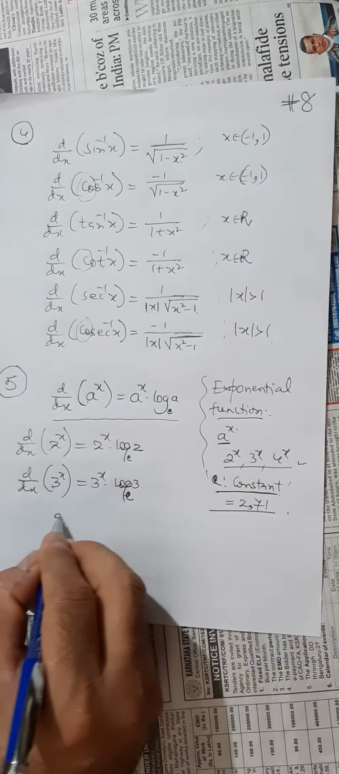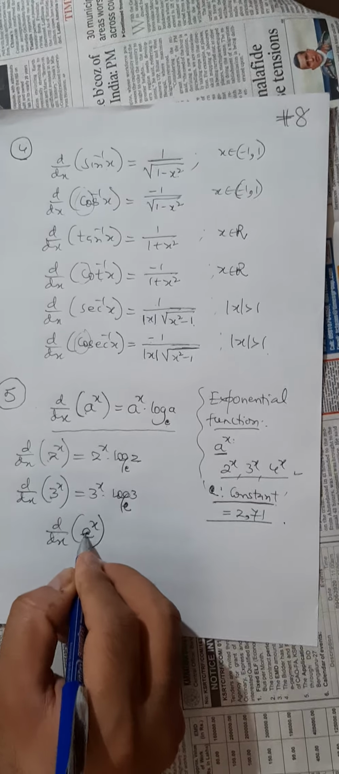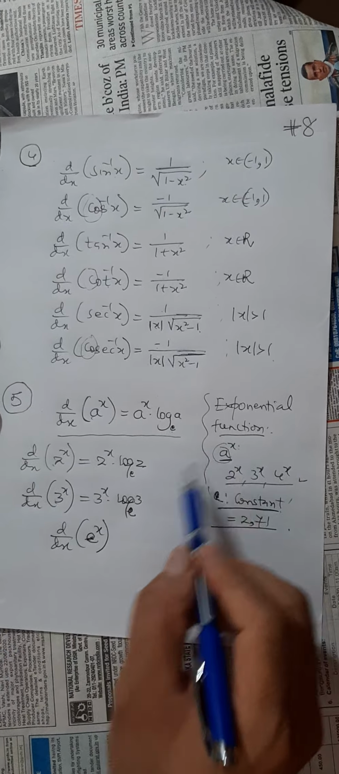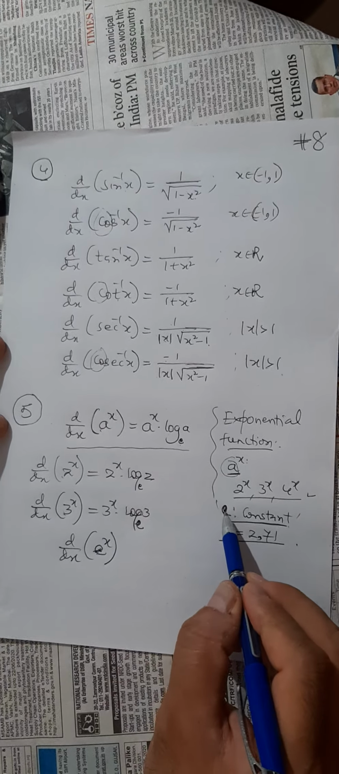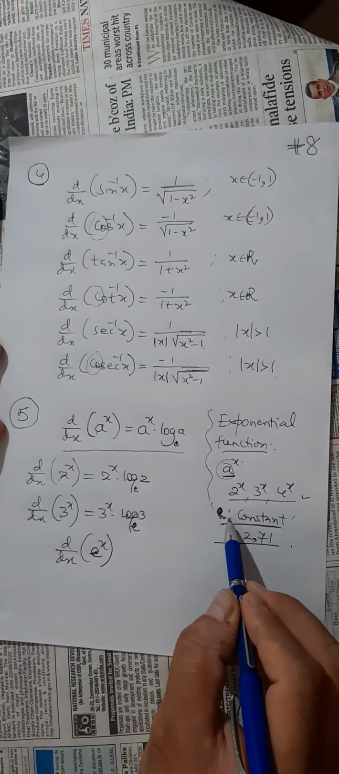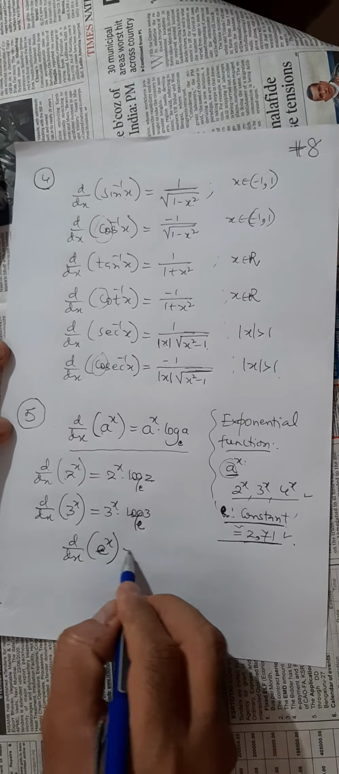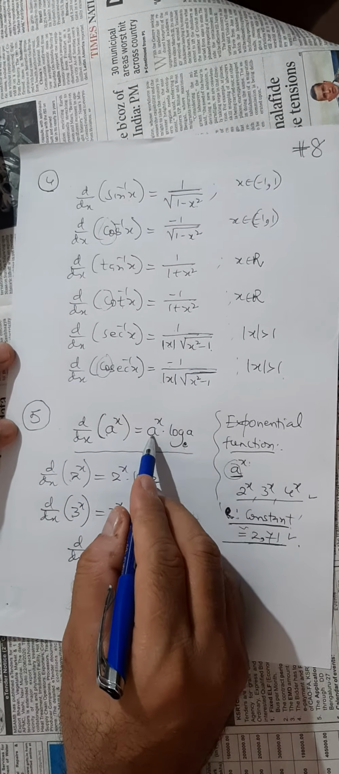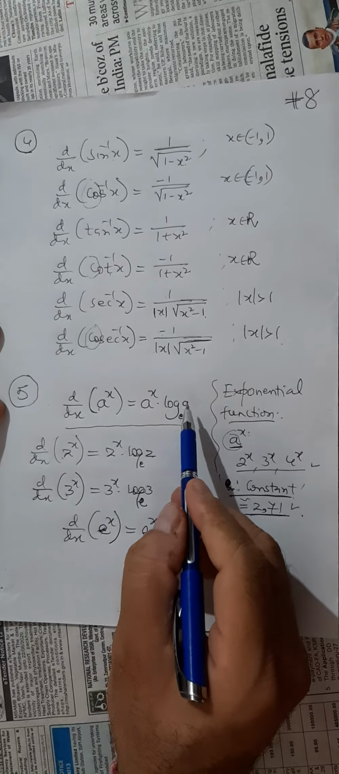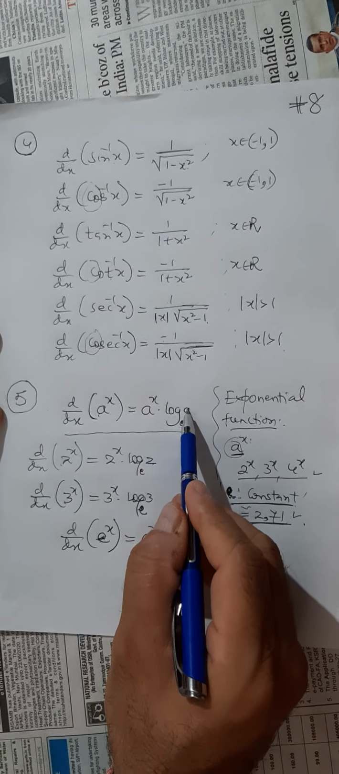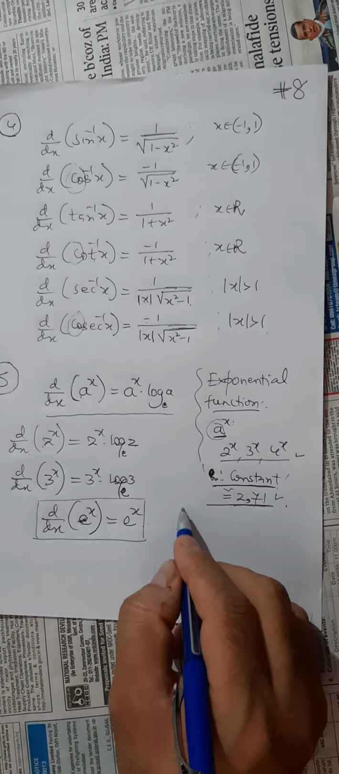As a special case, if I write d by dx of e raised to x, this is a standard exponential function. Instead of a, I have taken e. What is that e? e is not just an alphabet, it is a constant like pi. Pi is 3.14, here the constant e is 2.71, approximate value. So what is the derivative? Instead of a, you are going to write e, so e raised to x, and here you are going to put log e to the base e, which you know is 1. So the derivative of e raised to x is e raised to x.